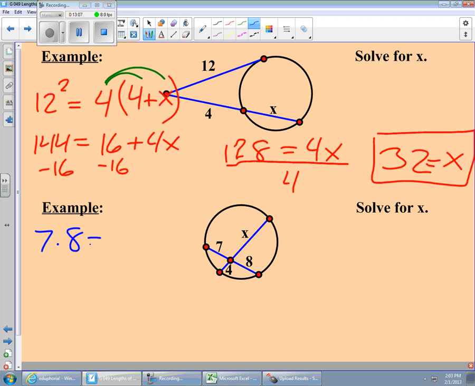7 and 8, which will multiply together. And obviously on the other one, 4 and x. No big deal. All we have to do is just clean it up. What's 7 times 8? 56. 4 times x? 4x. Only one more thing to do. Get a single x rather than 4 of them.